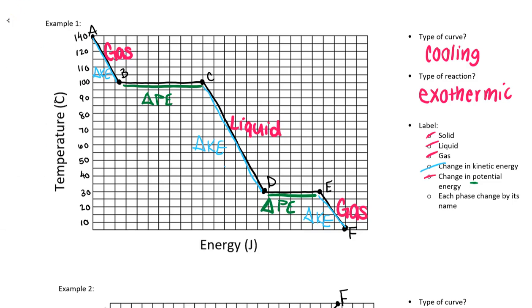All right, and then lastly, we should label each phase change by its name. So again, everything that starts with P goes together: plateau, potential, phase change. So segment BC is going to be a phase change where a gas is cooling into a liquid. So that is going to be condensing. And then I also have another phase change between segment DE. The liquid is cooling into a gas, so that would be freezing.